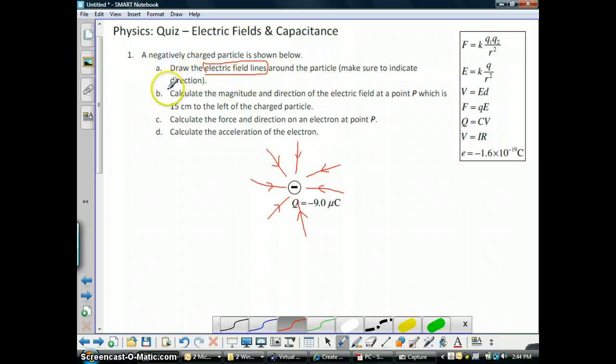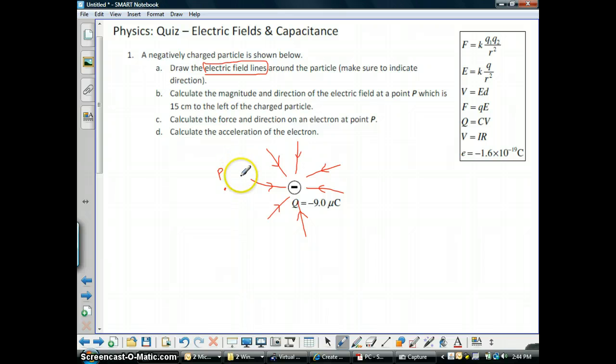The actual problem is asking for, in part B, a point P, which is 15 centimeters to the left. So it's somewhere over here. Again, you don't know what charge this is. It's a hypothetical imaginary charge, so we imagine that it's positive. But it is 15 centimeters to the left. Asking for the electric field, so I'm probably going to be using this. I only have one charge, so I can only use one Q.